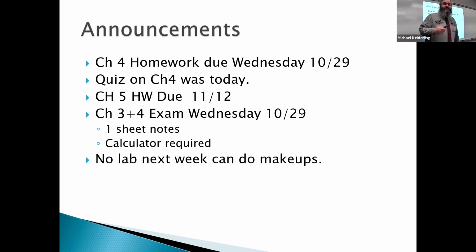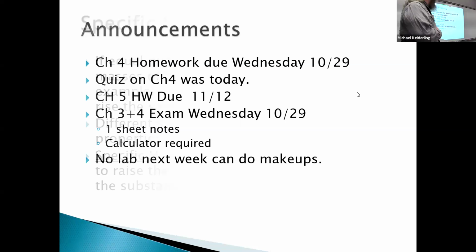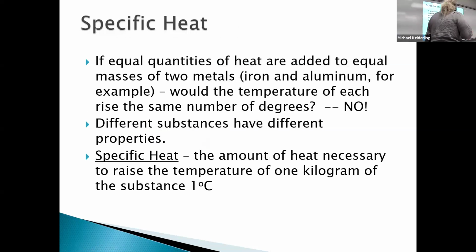So continuing on with chapter 5. So we talked about specific heat. Specific heat is the heat required to warm up a substance when it's not going through a phase change. So for specific heat, the heat required is going to be mass times the specific heat capacity, C, times the change in temperature.